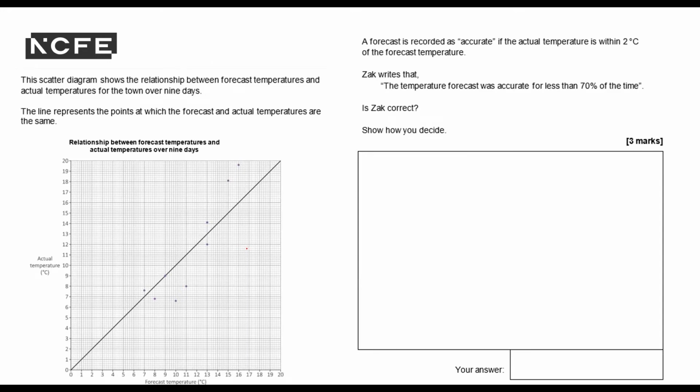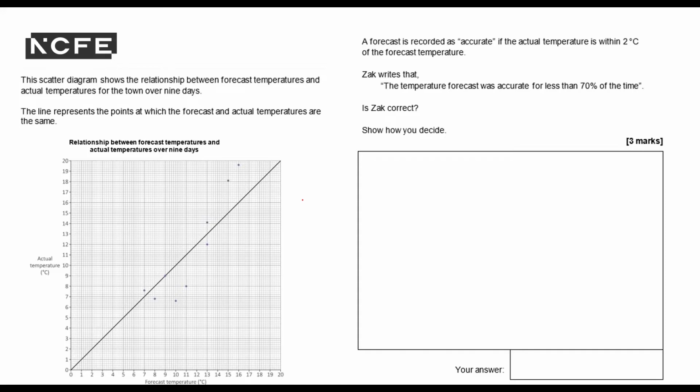This scatter diagram shows the relationship between forecast temperatures and actual temperatures for the town over 9 days. The line represents the points at which the forecast and actual temperatures are the same. So that's interesting. It's not a line of best fit. This is just a line that shows when the forecast and the actual temperature was the same. And there's actually only 1 point that falls on that line. A forecast is recorded as accurate if the actual temperature is within 2 degrees C of the forecast temperature. Zach writes that the temperature forecast was accurate for less than 70% of the time. Is Zach correct? Show how you decide.